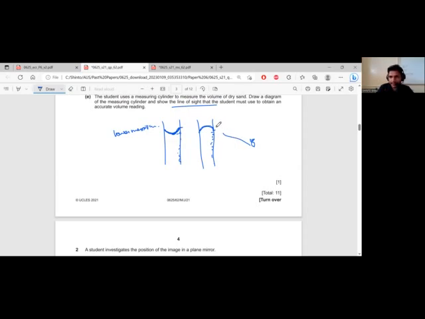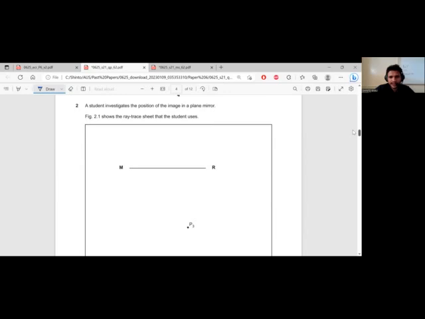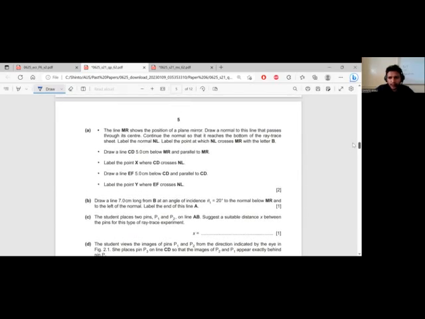For that, the measurement should be made perpendicular to this tube or parallel to these values. So your line of sight should be visible like this. Your eye should be shown something like this. Now, in the second question, you are given a set of instructions to follow to draw a ray diagram. So you just have to follow it blindly.